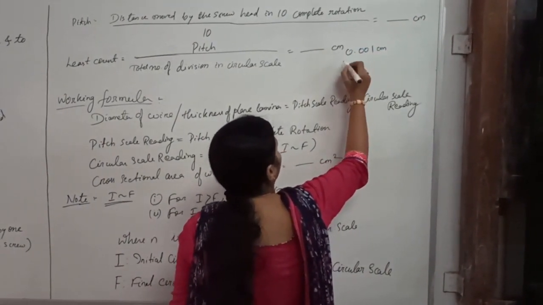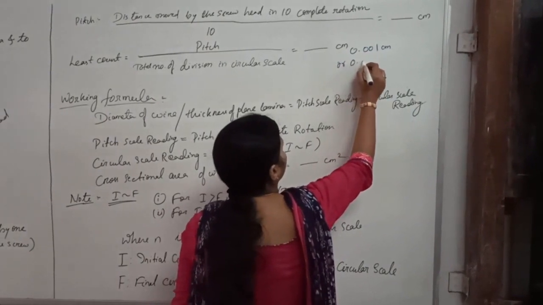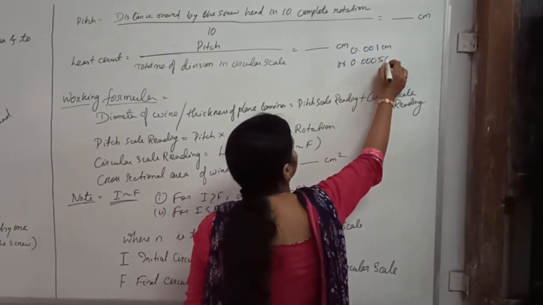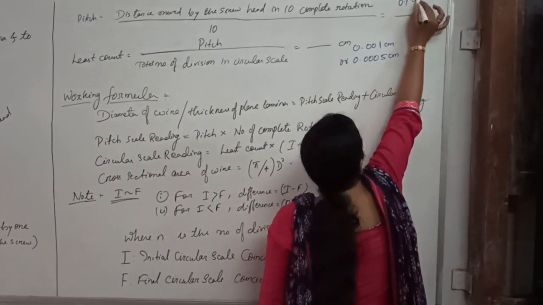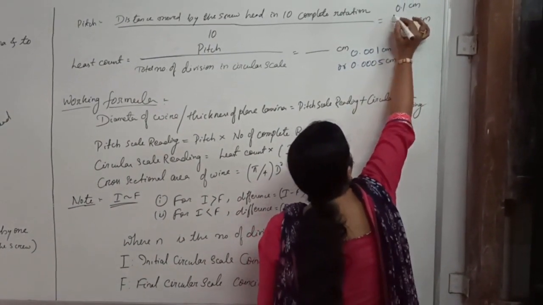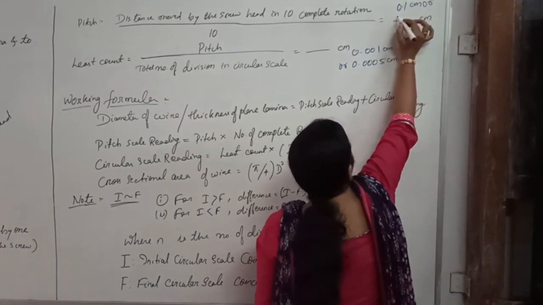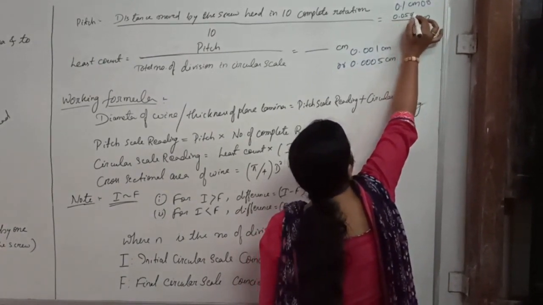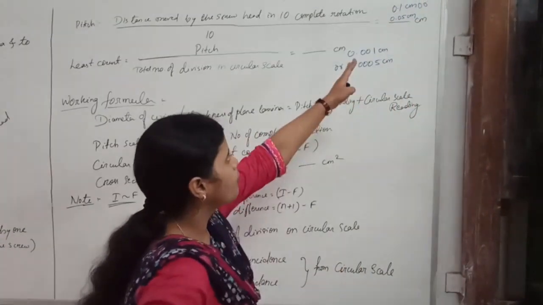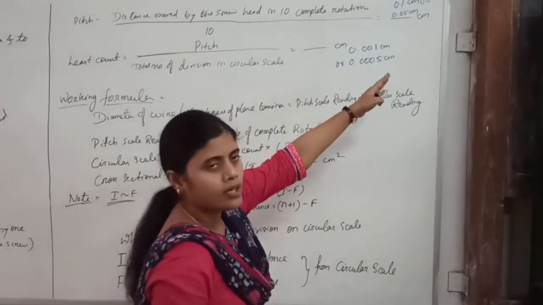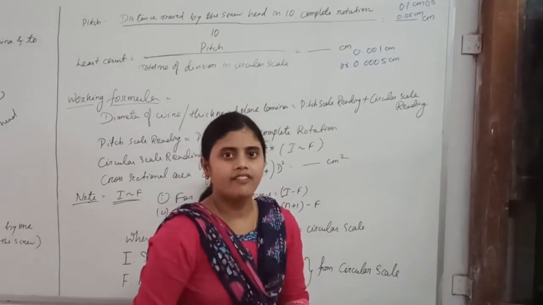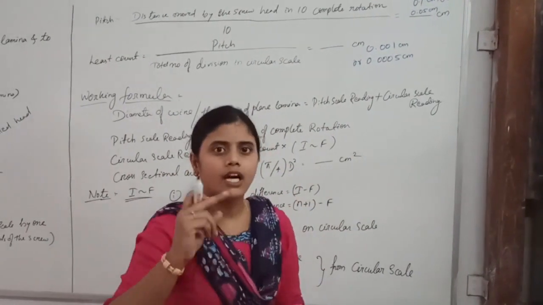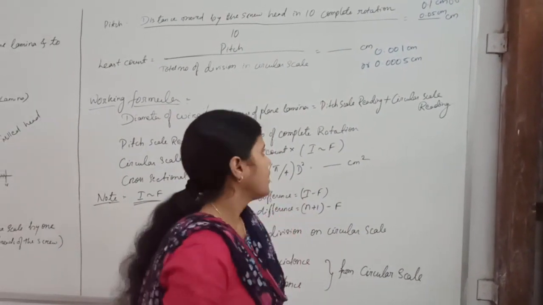centimeter, or you will get 0.0005 centimeter, if the pitch is 0.1 centimeter, and if it is 0.05 centimeter. I will show you how this 0.1 or 0.05 came. And this is 100 because the instrument we have in our lab has 100 divisions in the circular scale. Okay.